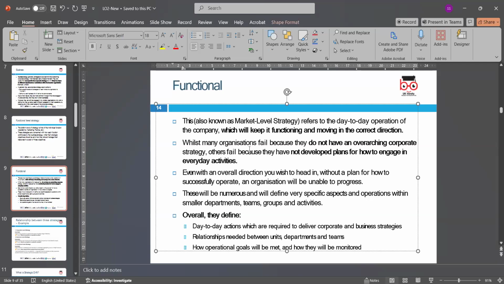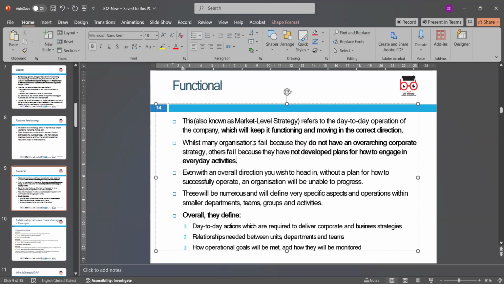Sometimes some organizations don't have a corporate strategy, so they can't develop the plan for how to engage in the day-to-day activity. Unless you have a corporate strategy, you can't make a business level strategy or function level strategy. And sometimes if you don't design the function level strategy, then you can't execute well.